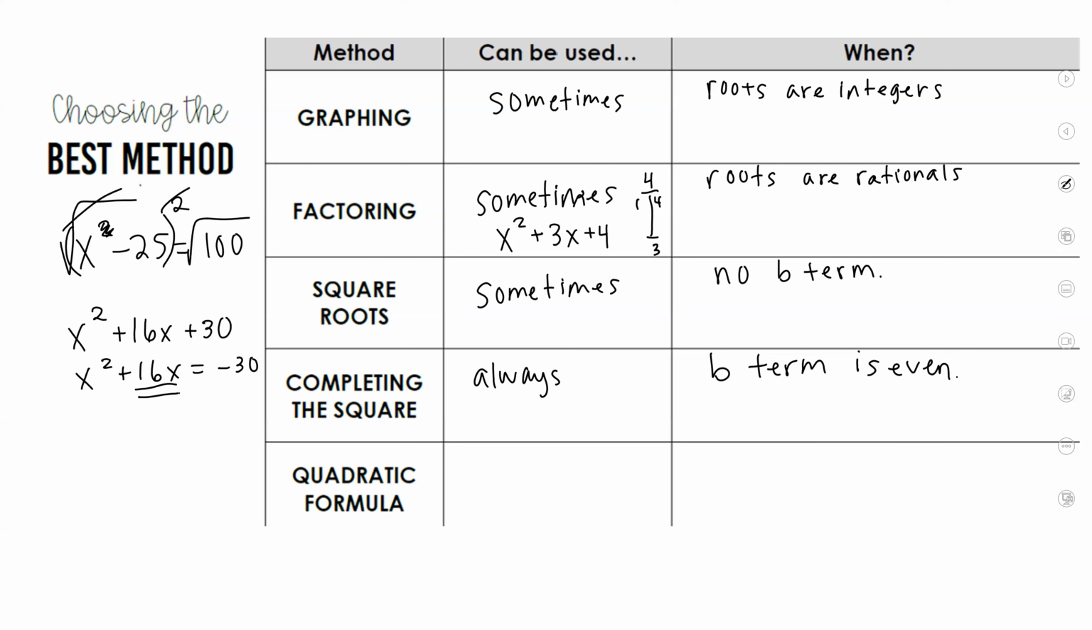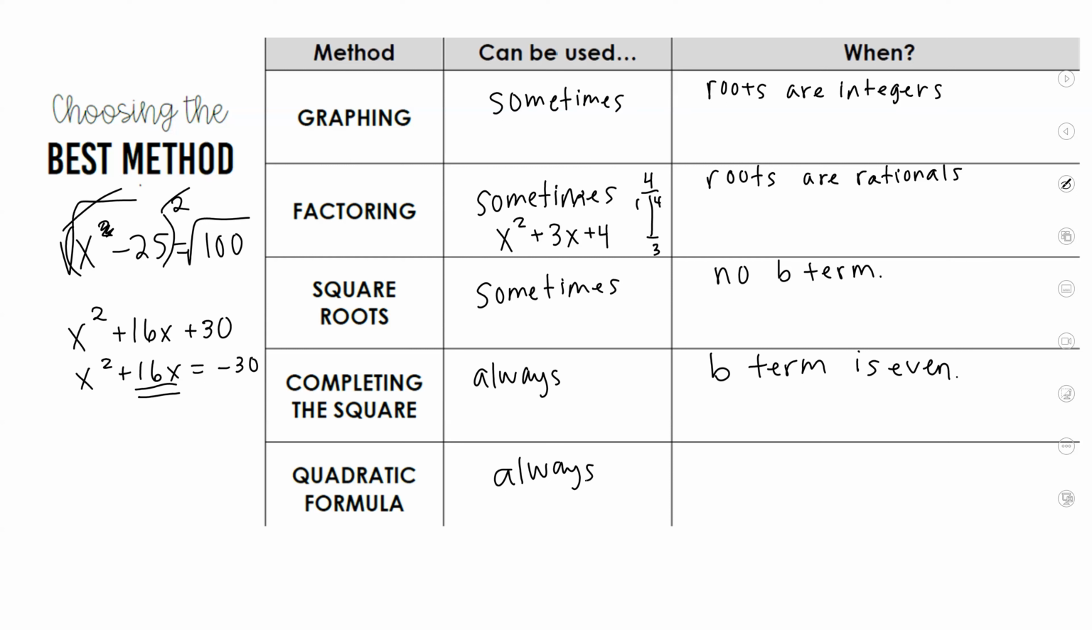All right, quadratic formula, that will also always work. And that works, do the quadratic formula when all of these other methods fail. And you're like, I don't think I want to factor. Factoring won't work. Square root, I have a b term, so that won't work nicely. So whenever all else fails, you can always do the quadratic formula. That will always work. Okay?